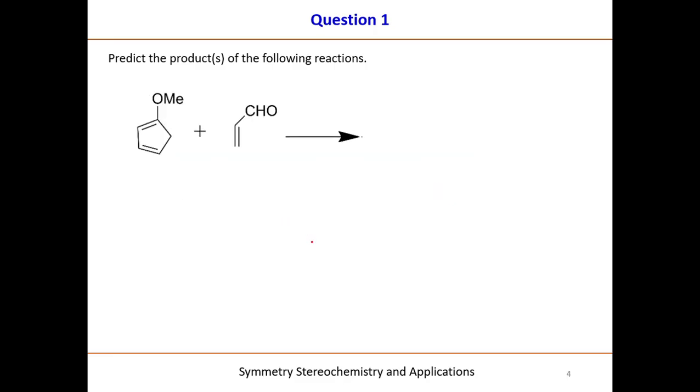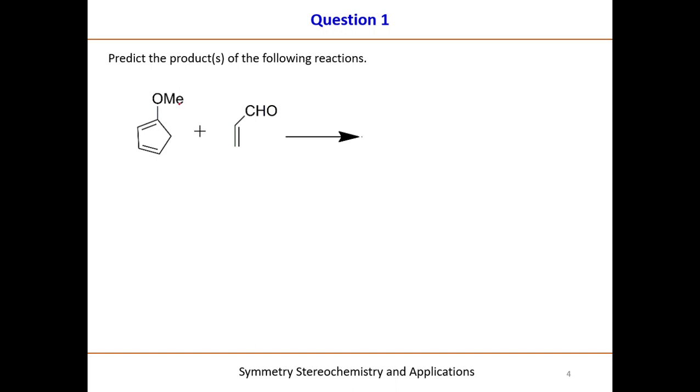Now the third question is question number 1, third example. Here again you are given the dienophile and diene, but the difference is here only. Your dienophile is the same as in the previous case, but the diene is a cyclic ring. So how will it react?